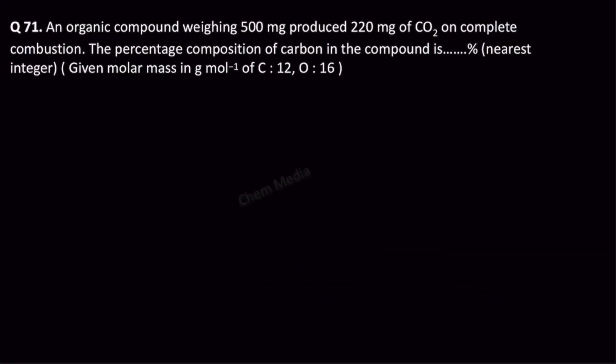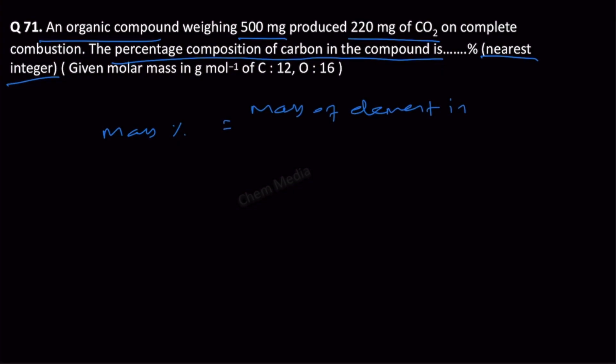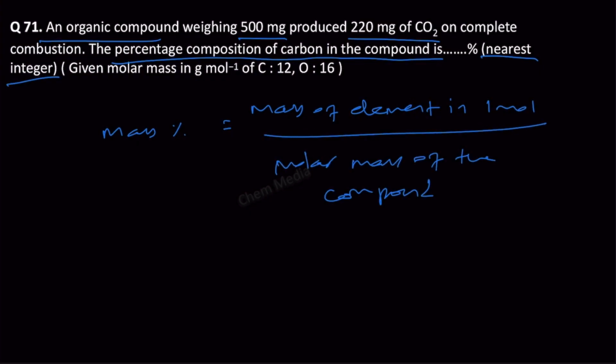An organic compound weighing 500 milligram produced 220 milligram of CO2 on complete combustion. What is the percentage composition of carbon in the compound? We have to find out the nearest integer. We know that mass percent or percentage composition of an element is equal to mass of element in 1 mole divided by molar mass of the compound times 100. And therefore, what is the mass of element in 1 mole for carbon?